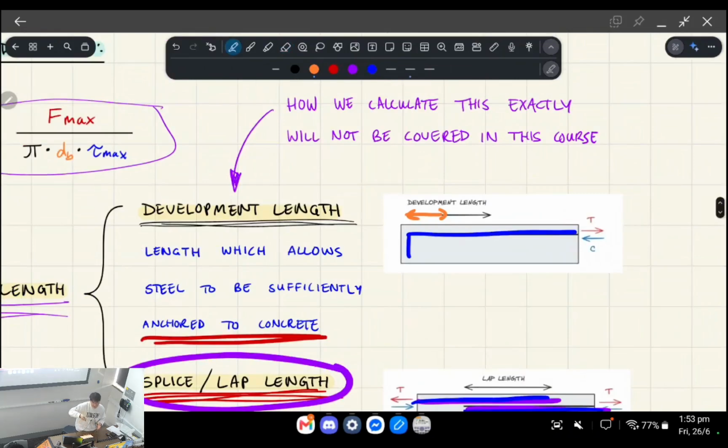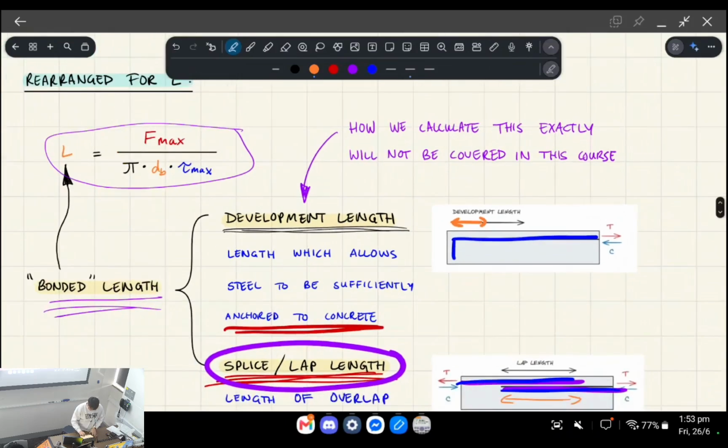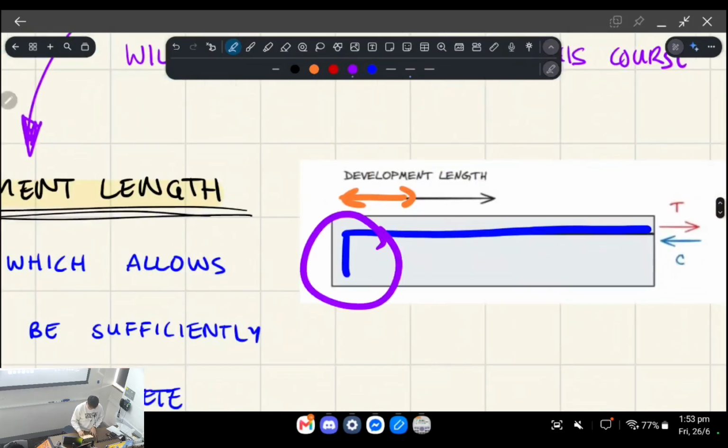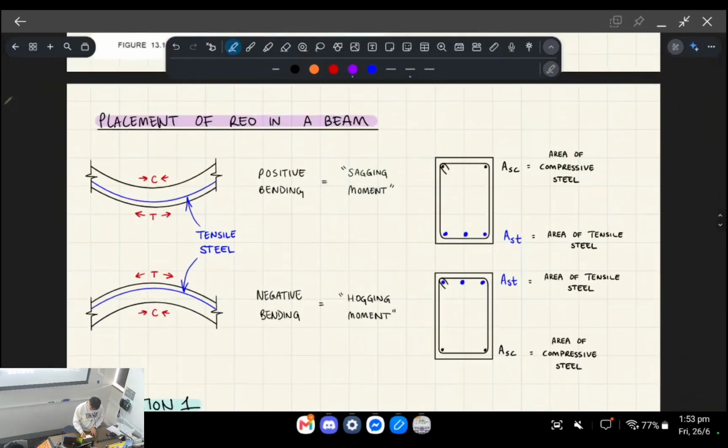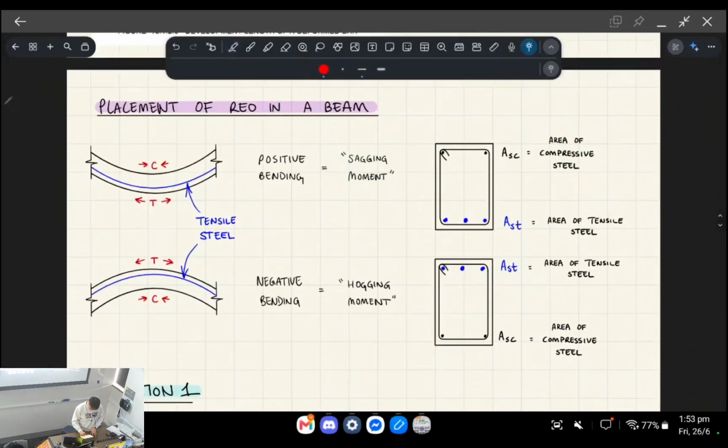It acts as a better anchor because it has this additional mechanical interlock that engages this entire part of the concrete. All right. One more thing before I do the first question.